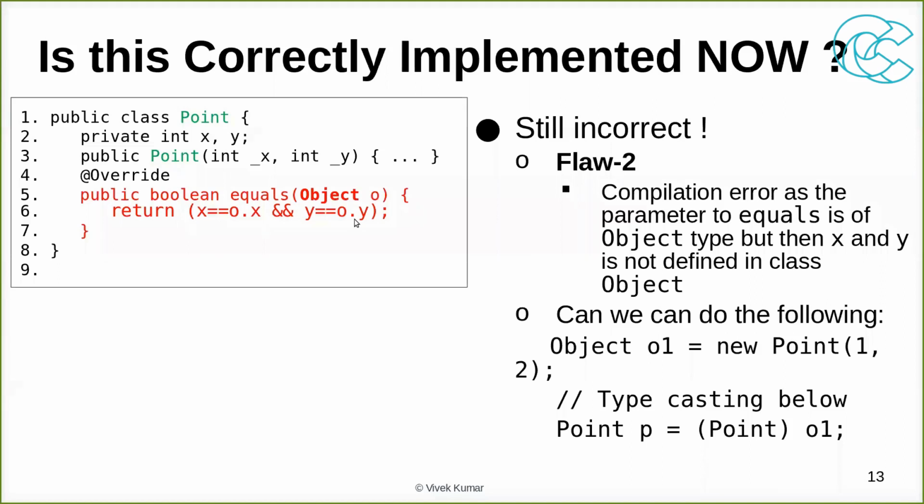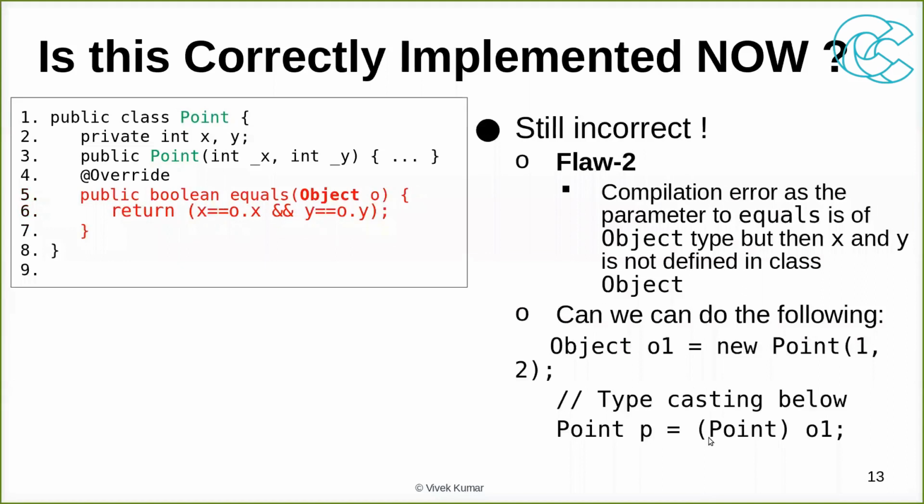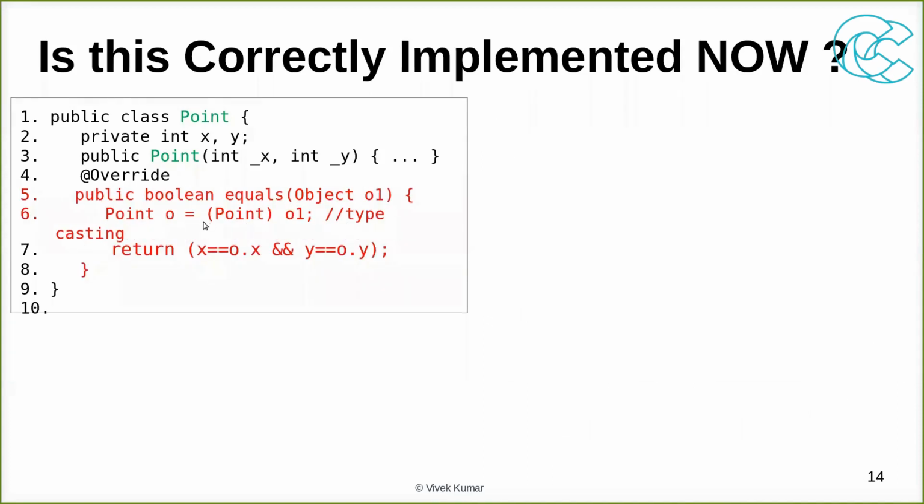So the way to fix it is you need to typecast it. You need to say first that O1 should be of type Point, and then you can start using O.x and O.y. So which is the case here, right? You have O1 here, which is of type Object, but you're typecasting it to Point, and then you can make these comparisons.